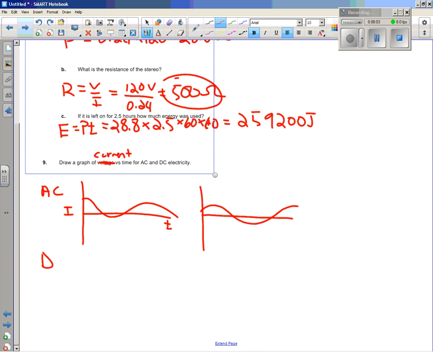Whereas direct current always just gives you a constant current. Current, time, that's constant the whole time. Negative, positive, that part doesn't really matter, but it's always going to be a constant current.